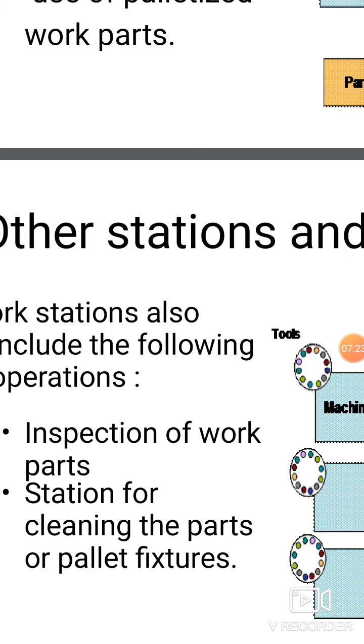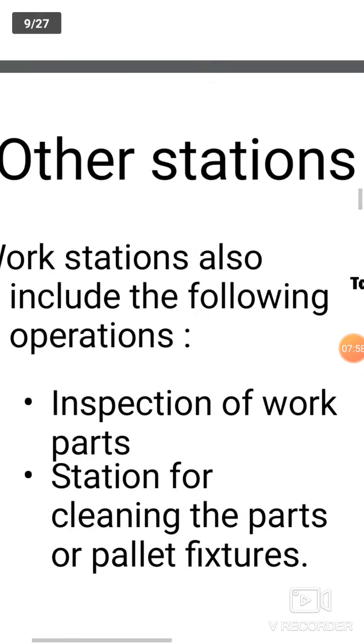It is larger than the flexible manufacturing cell, not only in the number of workstations, but it may also contain a number of supporting stations. So not only workstations, it has other supporting stations in the system such as part and pallet washing stations. All these are different, like part changing station, pallet changing station, coordinate measuring machine station, storage station, and so on.